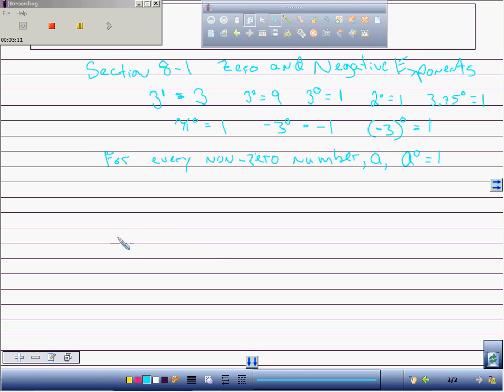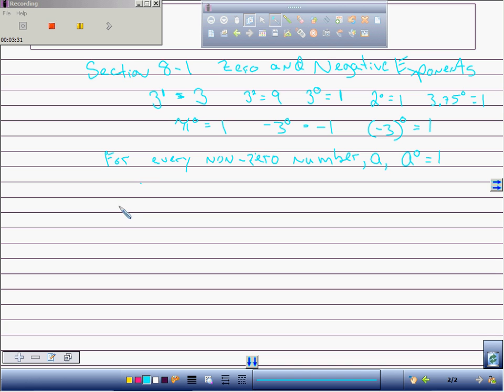New chapter, easier chapter. If you have something like 0 to the 0, that's not a non-zero number. That's not equal to 1. You get this a lot when you take higher level math classes. It's called the indeterminate form, but we're really not worried about that. So for every non-zero number a, a to the 0 equals 1.